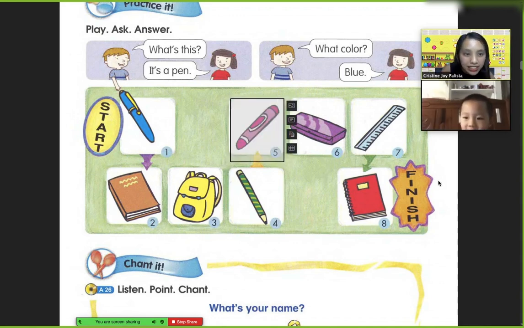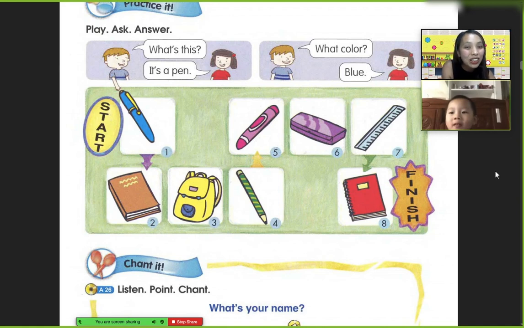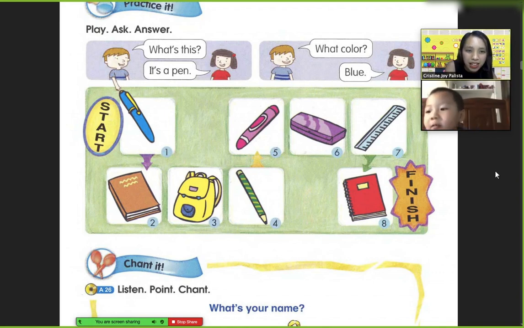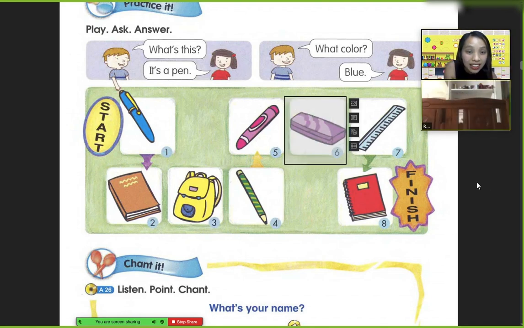Okay, number five. What is this? It's a pink pen. It's a pink crayon. Yeah, pink crayon. Do you have crayons at home? No. No? Okay. You can use crayons in Happy Baby. All right. Next one. Number six. What's this? It's a box. Okay.